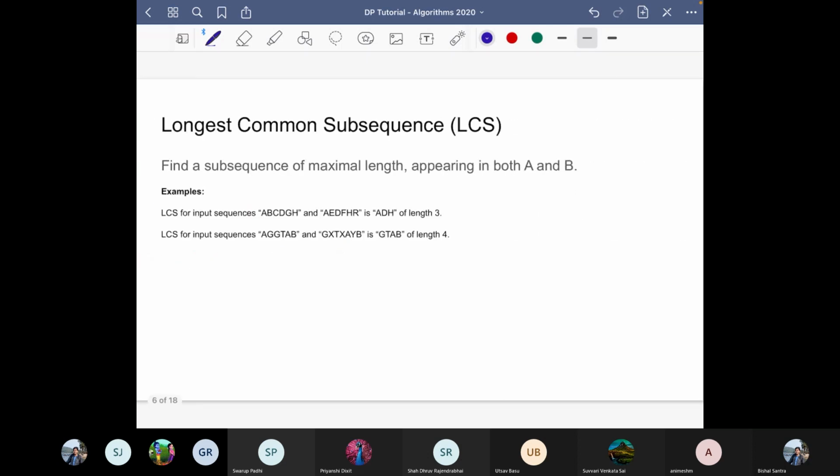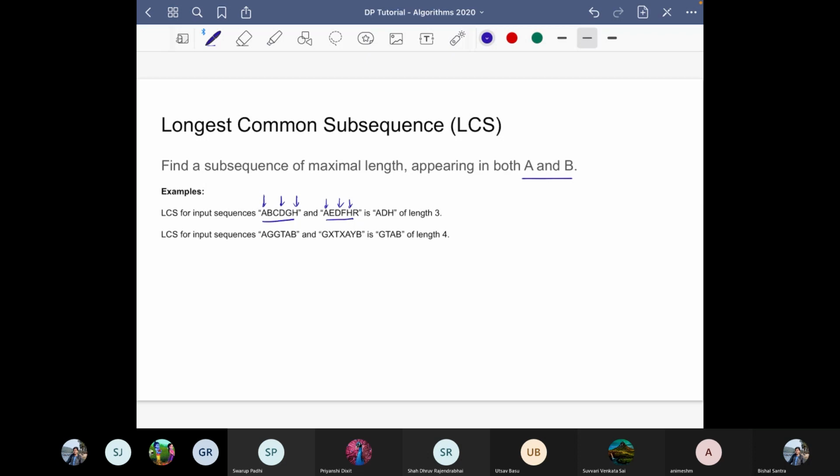Okay, so the longest common subsequence is this: if you have two inputs A and B, which are both strings, and you saw the definition of a subsequence, then you have to find the common subsequence between these two strings, and it needs to be of maximum length. Suppose you have these two inputs, A, B, C, D, G, H, and A, E, D, F, H, R. So A, D, H, this subsequence, appears in both the input strings. And this is also of maximum length. You cannot find anything else which is longer than this. So that's why this is one LCS for these two input strings.